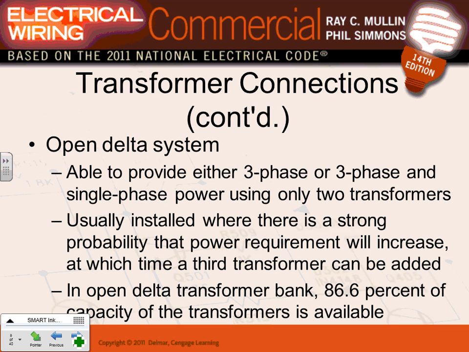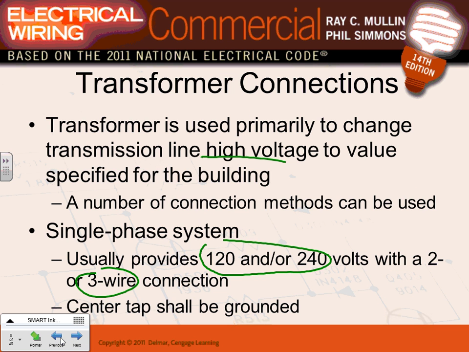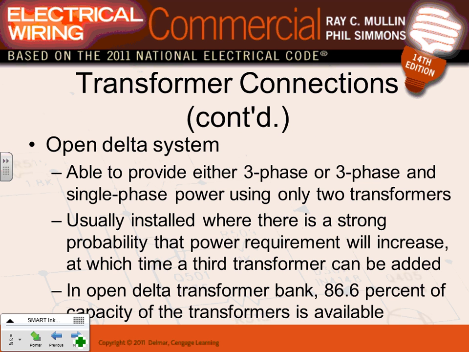Open delta, you have a three-phase. These are different services that you can get. Remember, these are different services. Service number one that you can use is single phase. Single phase dwelling, you're going to look at it in a second. Service number two that you can get, not commonly used, open delta. You have two transformers tied together to give you a three-phase system.